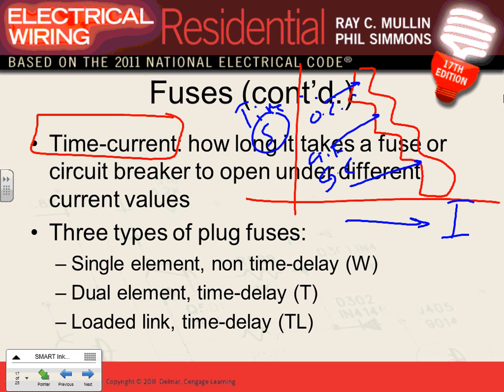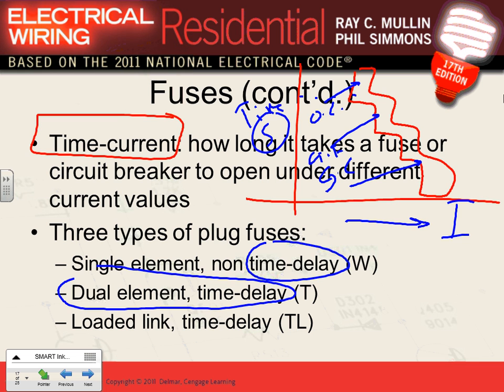Fuses, guys, come as time delay fuses and dual element time delay fuses. Oh, I'm sorry, this is the non-time delay fuse. Here's the difference. A non-time delay fuse sees the short circuit and immediately trips. A time delay fuse, when it sees the short circuit, waits, then trips. Does that make sense? Dual element means one component handles the overload and one component handles the short circuit.